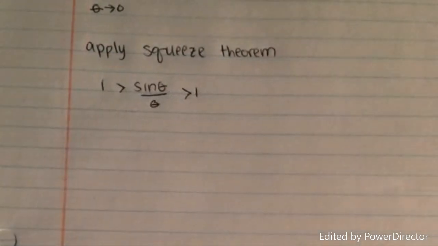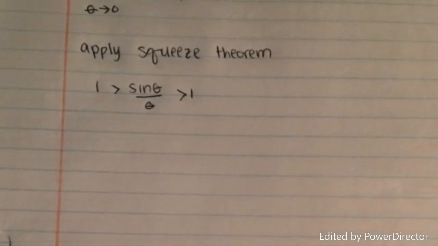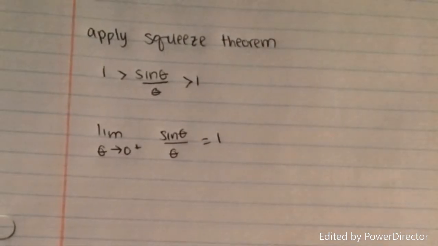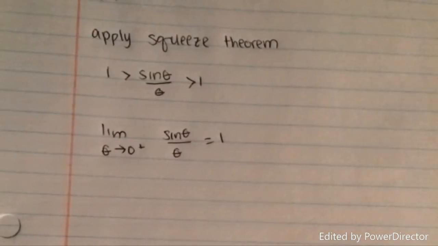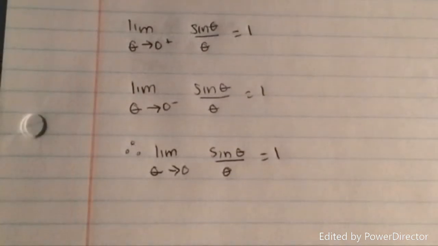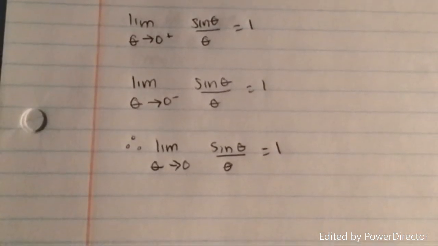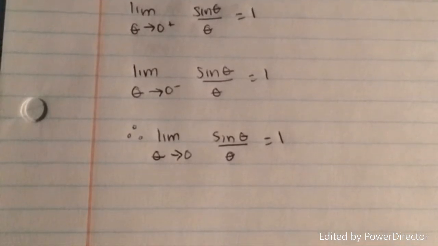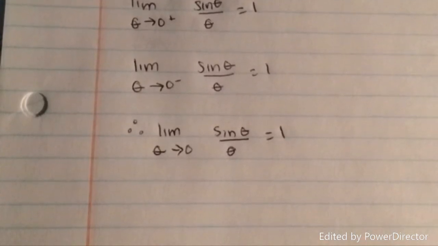The limit of cosine of theta as theta approaches 0 is 1. We can now use the squeeze theorem to get that the limit of theta approaching 0 from the positive side of sine of theta over theta equals 1. We also get the same answer as the limit of theta approaches 0 from the left side. Therefore, by limit theorem C, we get that the limit of sine of theta over theta as theta approaches 0 is equal to 1.